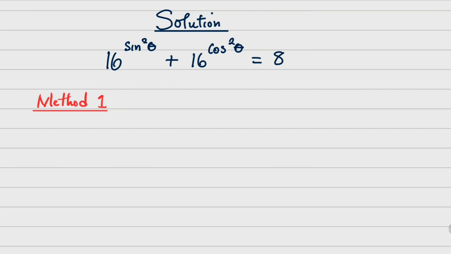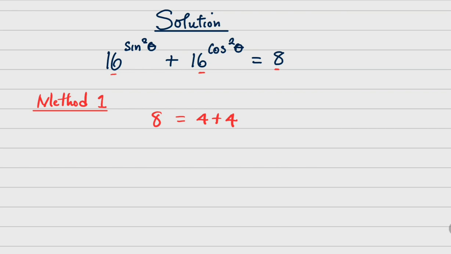If you check, this is 16 and this is 16. The base here is 16, the base there is 16, and we have 8. So it therefore means that it is being divided into equal halves by inspection now. So we know that 8 is actually 4 plus 4. So either of the two parts, whether 16 raised to power sine square theta or 16 raised to power cos square theta, should be equal to 4 by inspection.